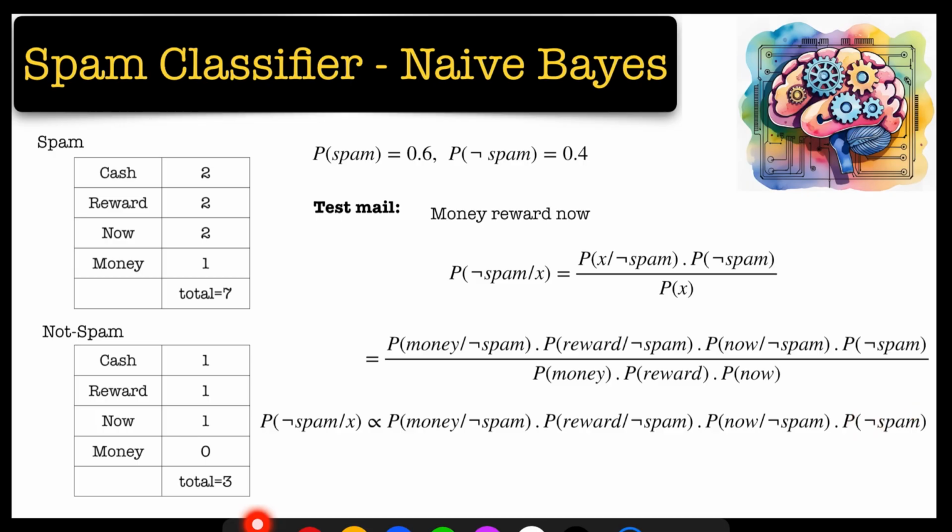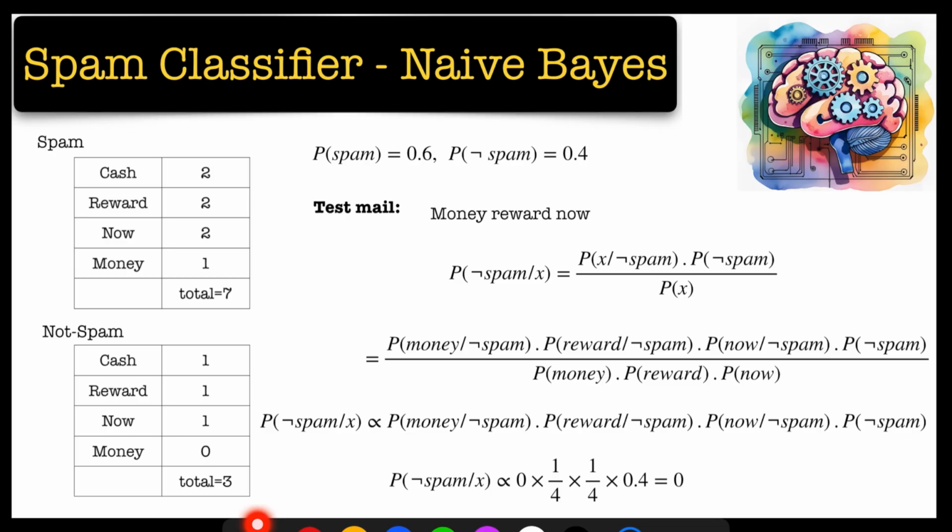Now, what is probability of money given not spam? How many times did money occur in this not spam class? Zero times, right? So let's place the numbers. We get 0 times whatever numbers come after that, so the probability of not spam given x is 0, just because in the test email we have this word money, which is not present for this particular class, the not spam class.